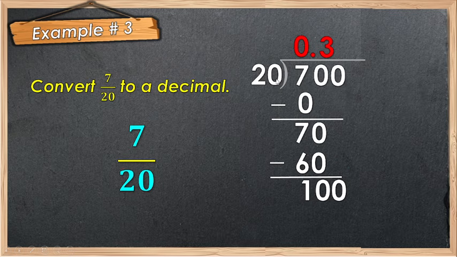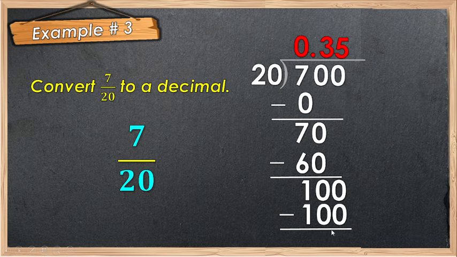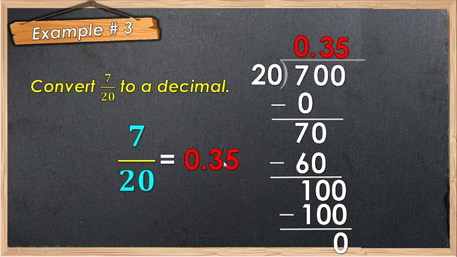100. 100 divided by 20, the answer is... correct. The answer is 5. 5 times 20, the answer is 100. Then subtract 0. Therefore, the equivalent value of 7 over 20 is equivalent to 35 hundredths or 0.35. Okay?